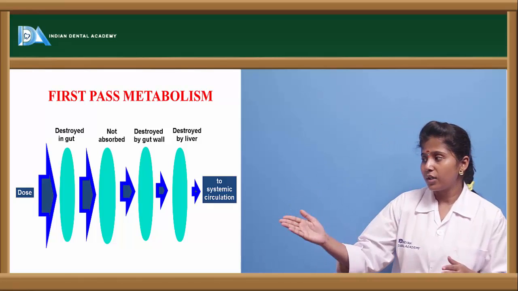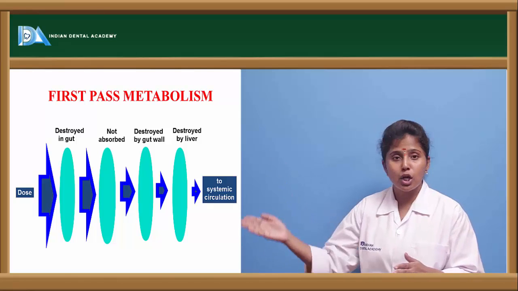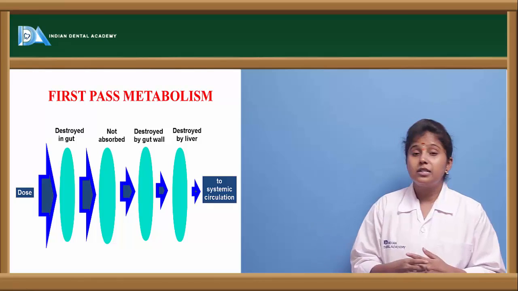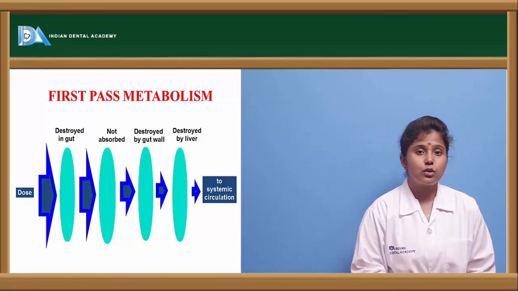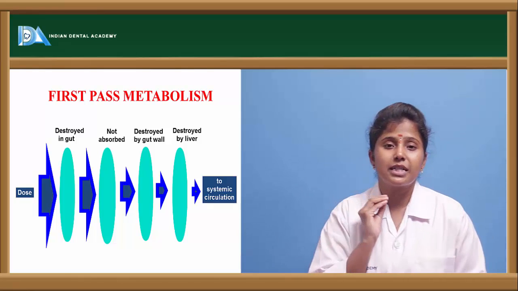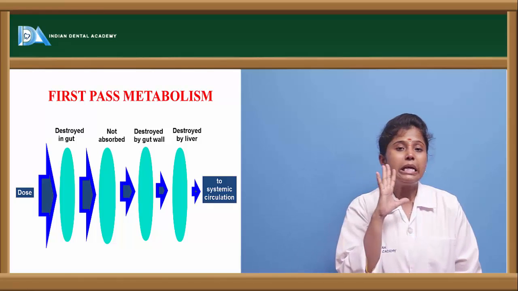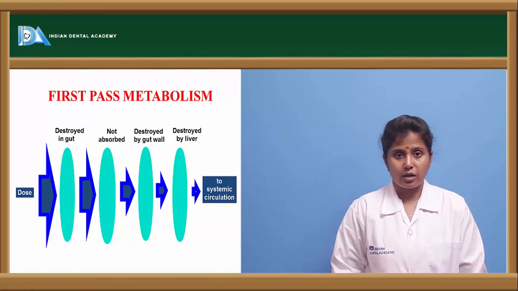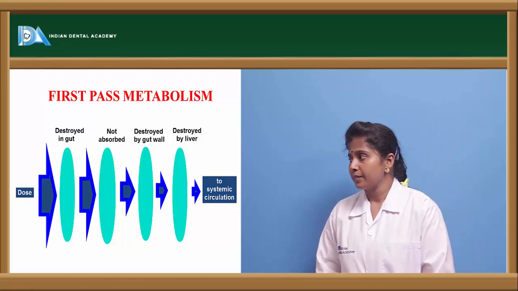So here, after the dose is given, the drug is destroyed in the gut and not absorbed, and it is destroyed again by the gut wall while passing through it, and finally when it reaches the liver, only a small amount of drug reaches the systemic circulation. If 100% drug is given, only 40% reaches the systemic circulation. This type of mechanism is called first pass metabolism.